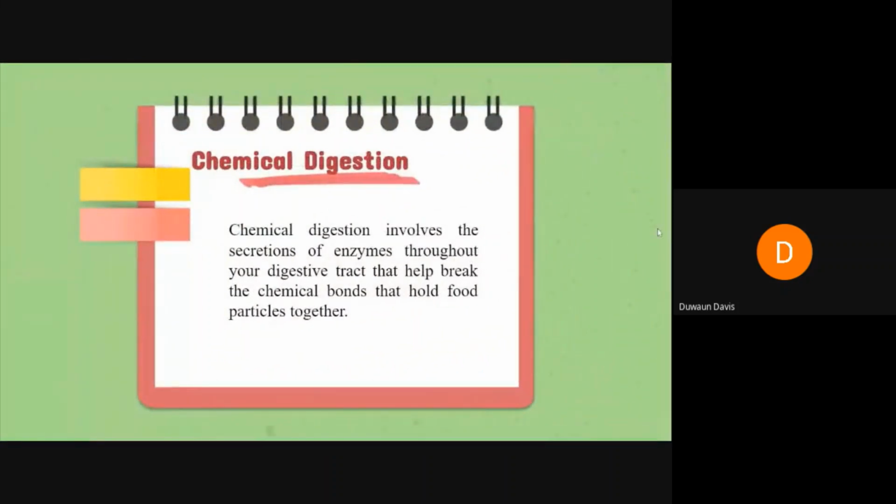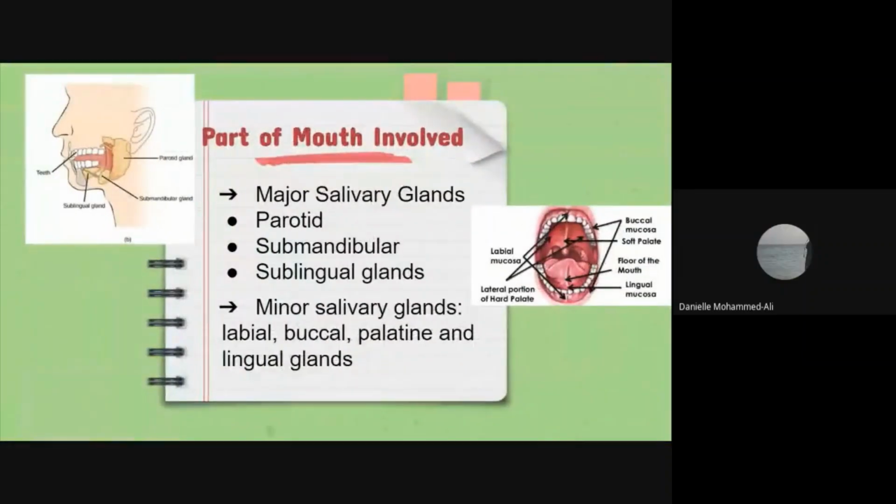Firstly, chemical digestion. Chemical digestion involves the secretion of enzymes throughout your digestive tract that helps break the chemical bonds that holds food particles together. Next. So, your salivary glands are the most important part of the mouth which is involved in chemical digestion.